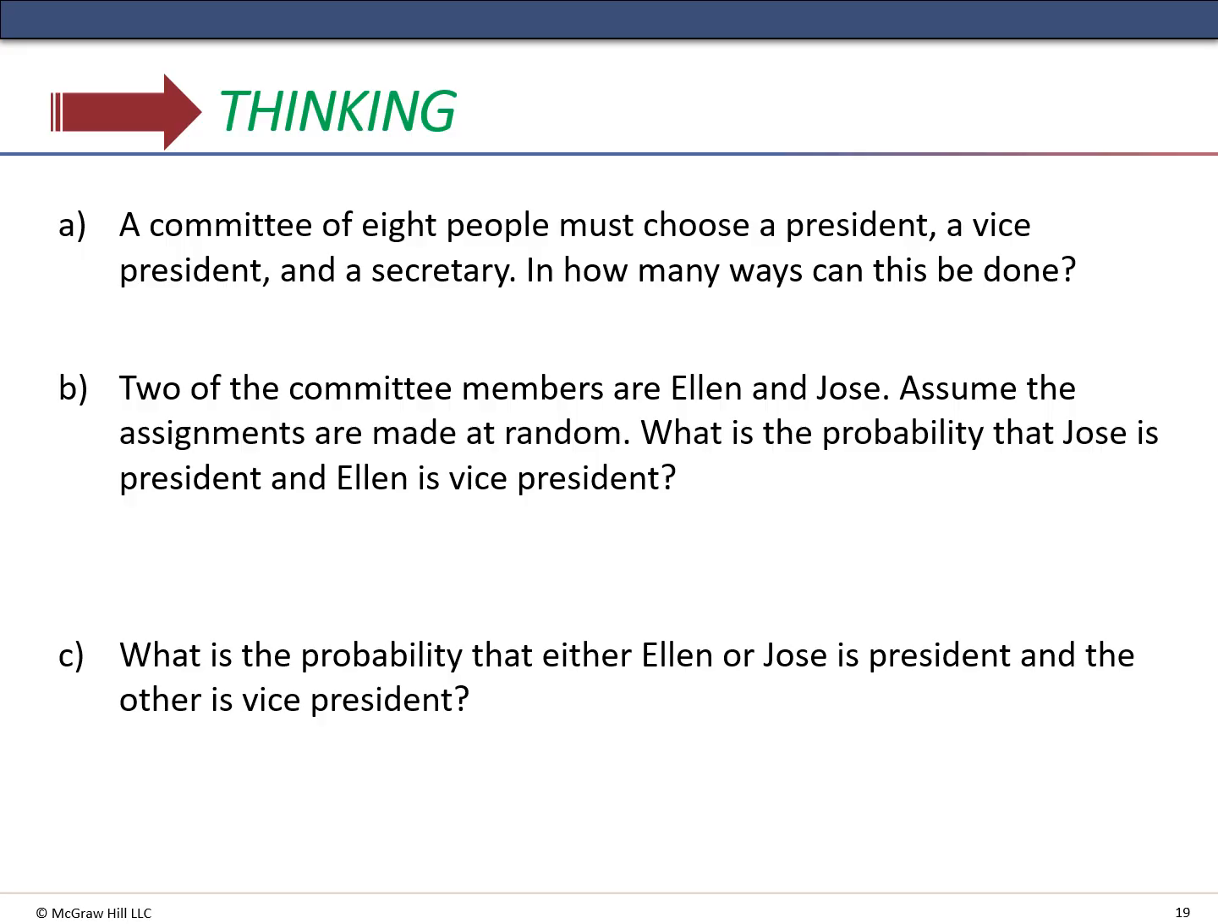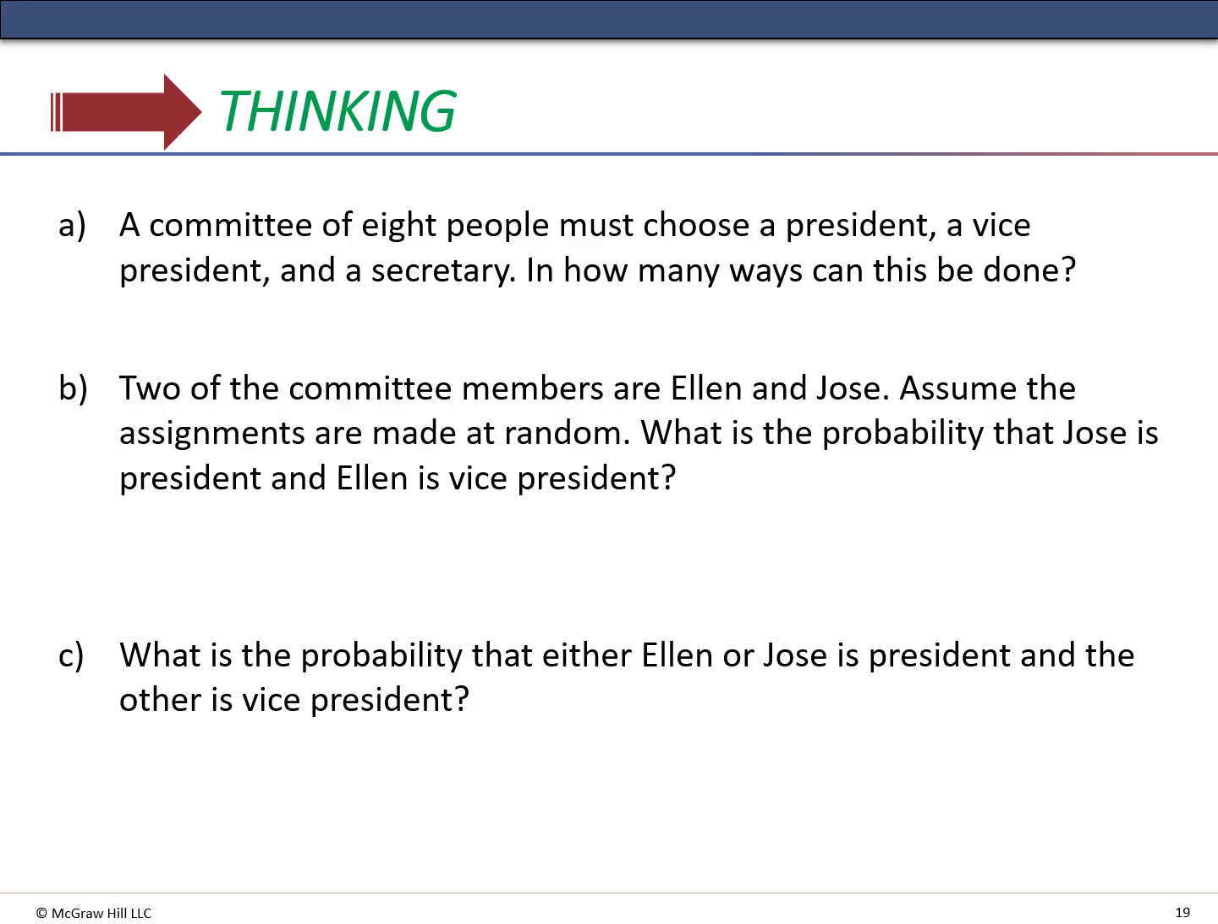So try these now and see if you can do these. Again, hit pause and see if you can figure out the different ways or probability. They're a little confusing, so think about it and take your time.